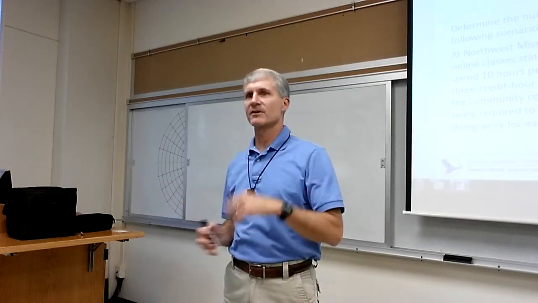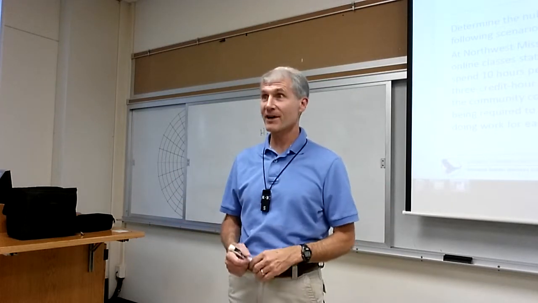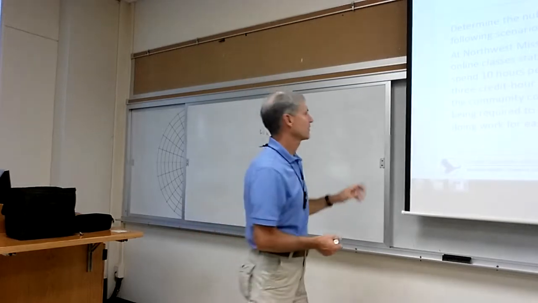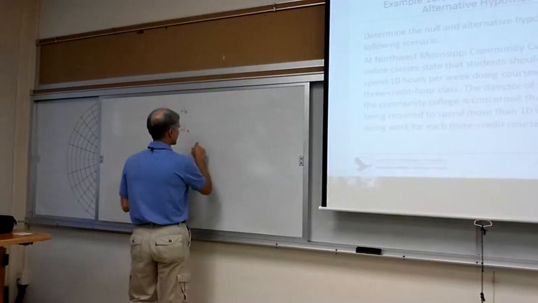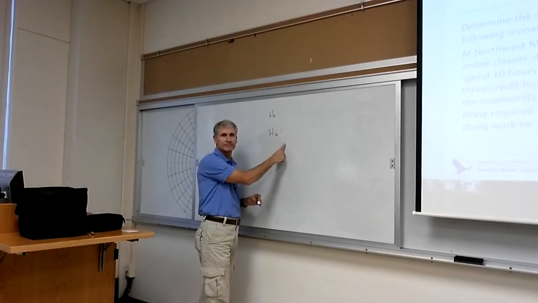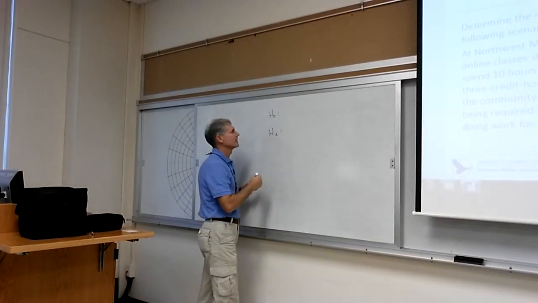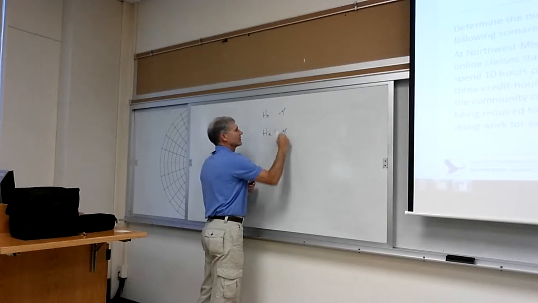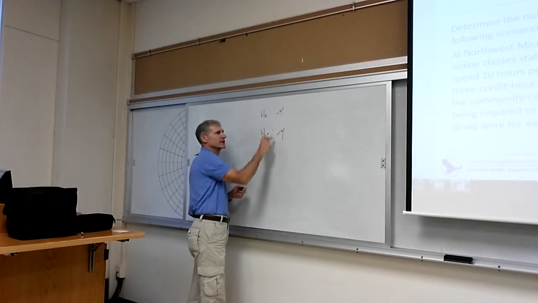If it were a proportions problem, it would say something like the percent of people who did, or 4 out of 5 dentists. So this is a means problem. So what's the symbol I use for population mean? Mu. So mu will be in both the null and the alternative.